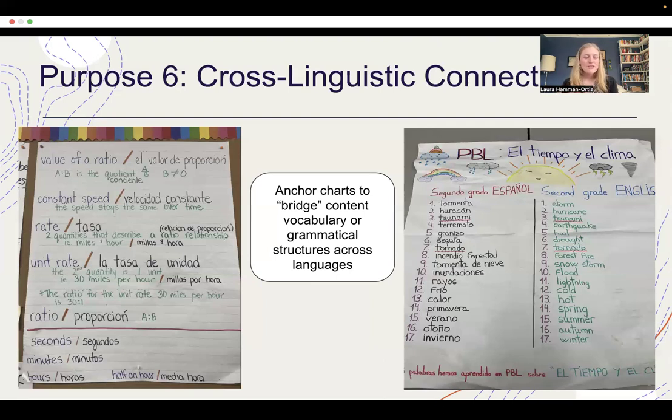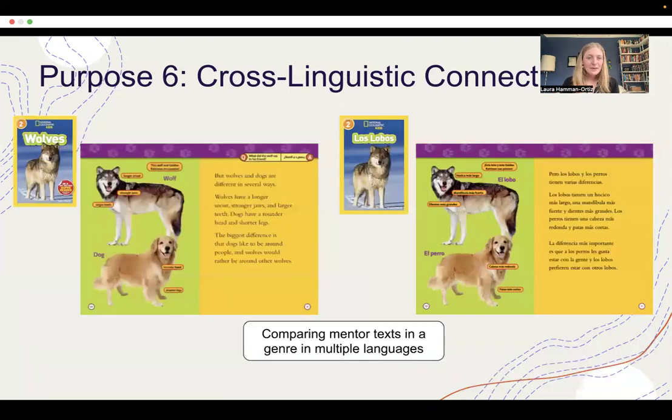And you can draw attention to more than just vocabulary. You can look at grammatical structure. There's a lot that you can explore. So this is to create anchor charts that are doing that kind of bridging. Another way to do that is to compare texts in the same genre in different languages and think about what's similar and different as you look across the text.